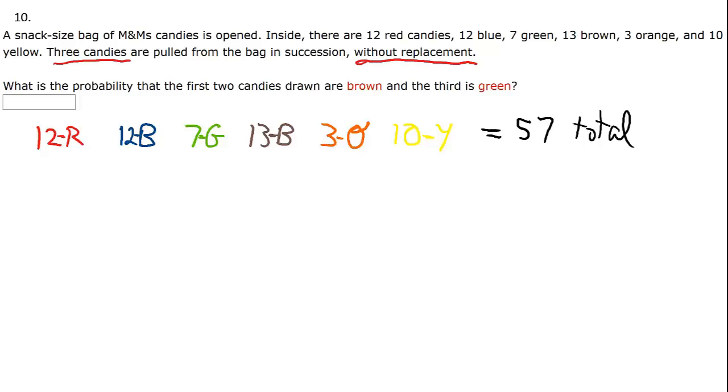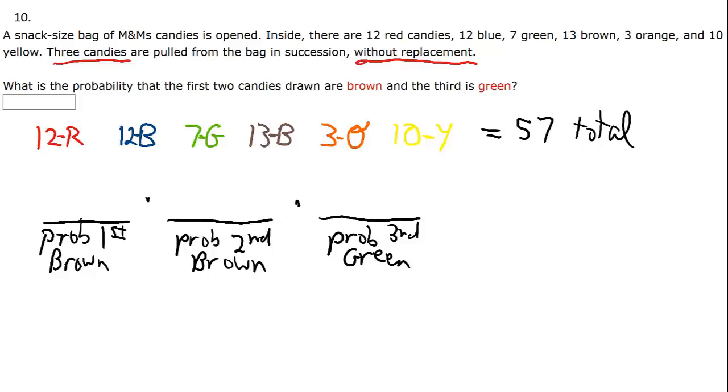We're going to pull 3 candies without replacement. So the probability of the first one being brown times the probability of the second being brown times the probability of the third being green gives us the probability that we get the first 2 browns and the third green. Well, what is the probability the first is brown? Well, it's 13 out of 57.